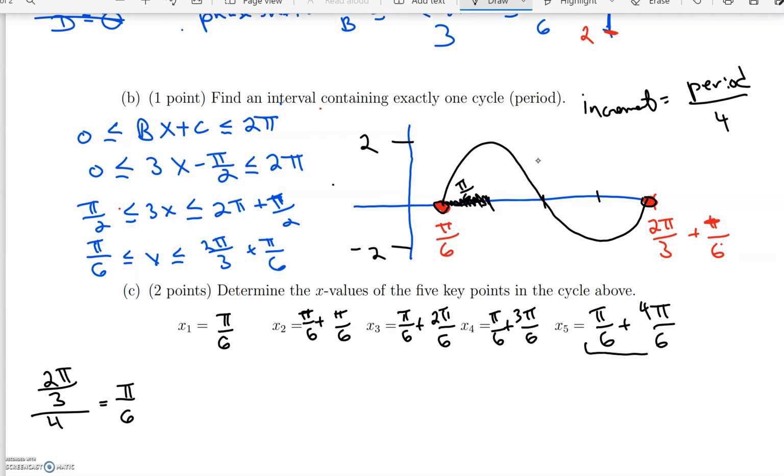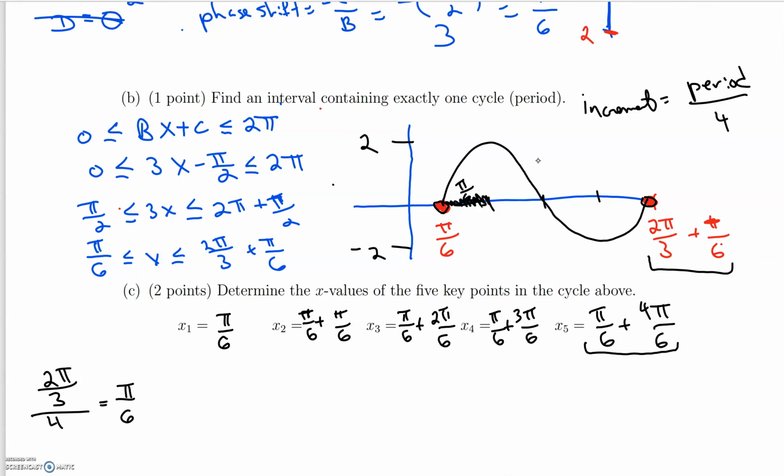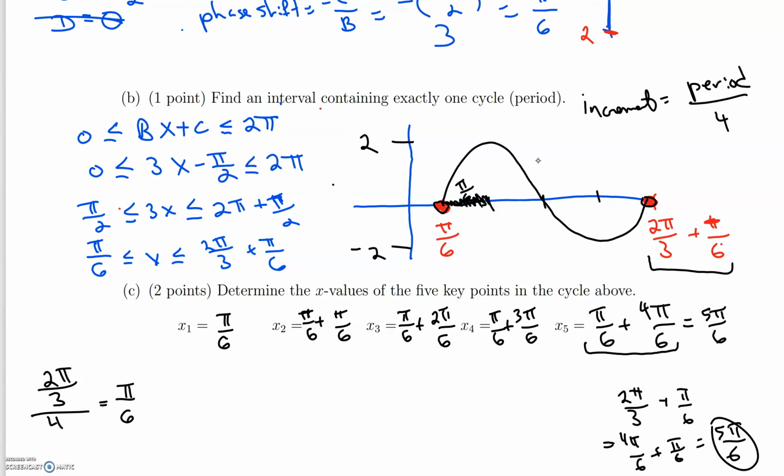And notice that this last point should also be the end. So they better be the same thing. So pi over 6 plus 4 pi over 6 is 5 pi over 6. Let's make sure that 2 pi over 3 plus pi over 6 is also 5 pi over 6. So let's just double check that, just so you believe me. So 2 pi over 3, 3 goes into 6 2 times. That's 4 pi over 6 plus pi over 6 is 5 pi over 6. Okay, good. So we ended up where we should end.